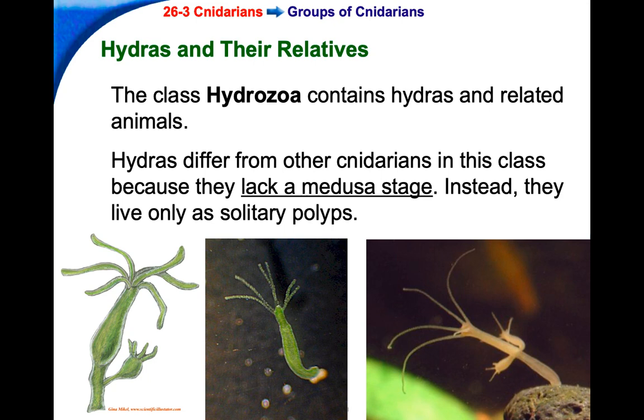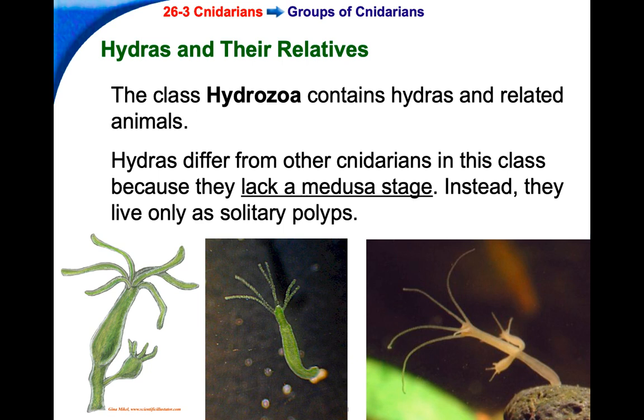They anchor themselves to something that doesn't move, and they pretty much stay as polyps for the majority of their life. They'll reproduce asexually by making buds off of the main body, like you can see here. So this is another hydra that will eventually anchor itself and be its own solitary polyp as well.